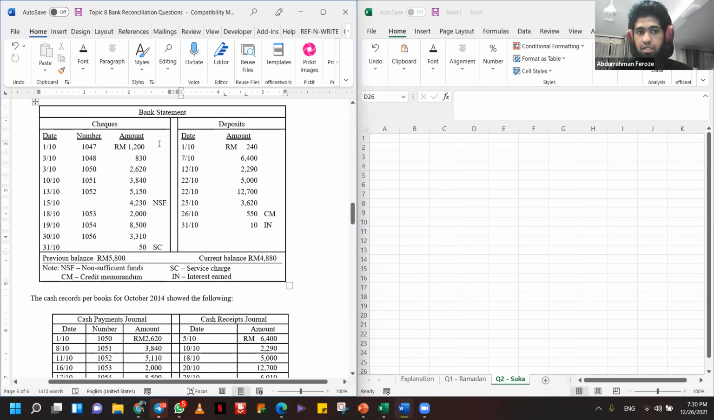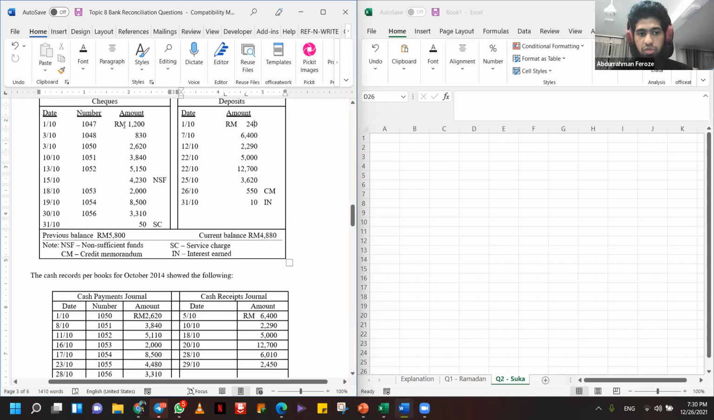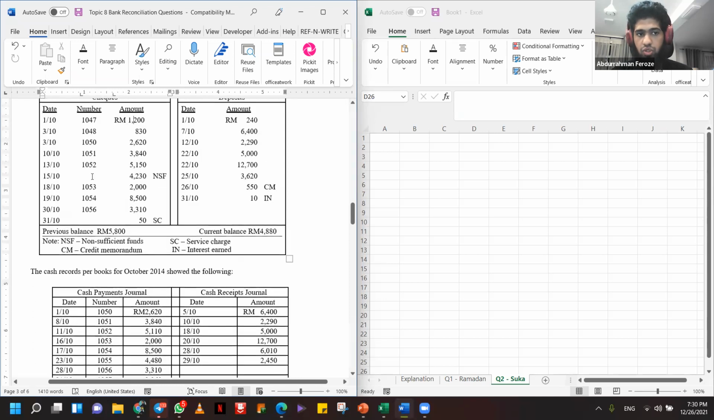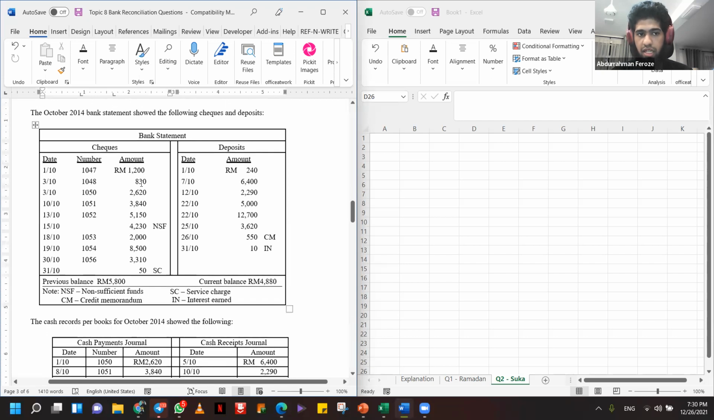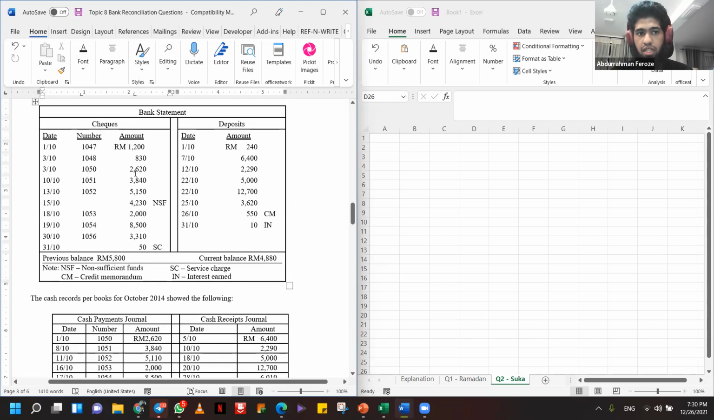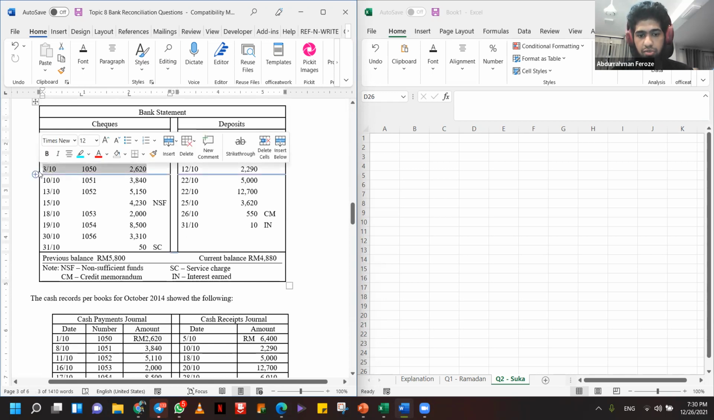There is the money that is paid first, right? So here on the 1st of October, we have a check of 1,200, check 1047, but it has not been recorded in the cash book. Okay, so we don't leave that alone. And then over here we have check 1048. This also has not been recorded on the cash book, right? 830, this payment. And then over here we have 1,050. This payment has been recorded on the cash book.